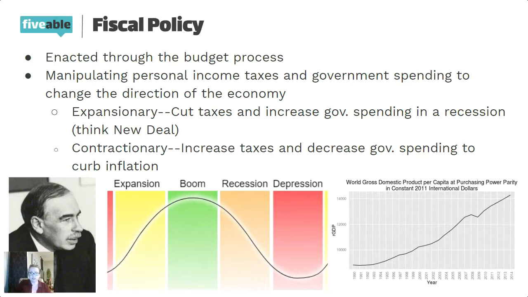So let's say we're in a recession. Let's say we're in a depression, like the Great Depression. Then what the government can do is cut personal income taxes, and then increase their own spending in order to boost consumer spending. So if they cut your taxes, you've got more cheddar in your pocket, right? You go out and spend it.